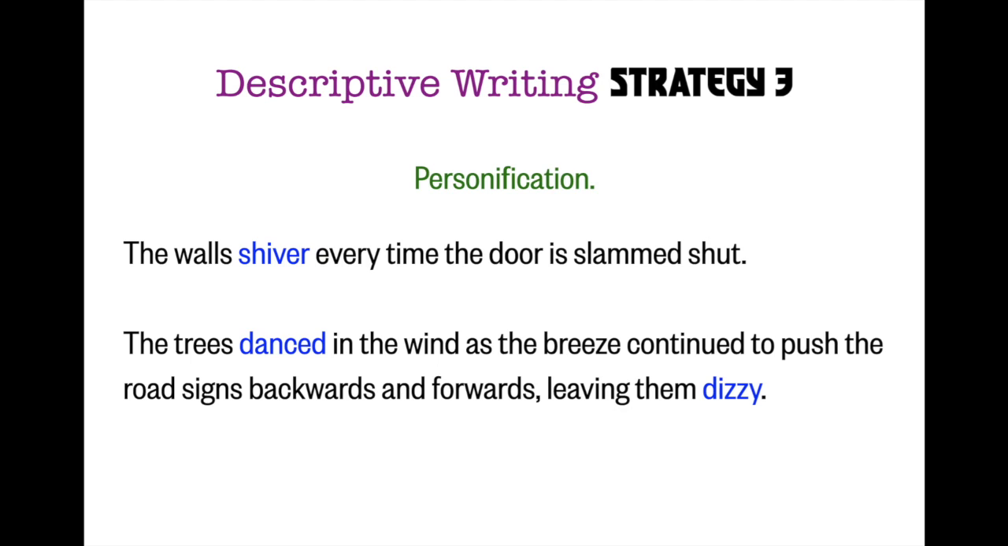First of all, do trees dance? No, human beings dance. But in the wind, when the wind is blowing, it may look as though the trees are dancing. That's called personification. And the second example of personification says that when the road signs are moving backwards and forwards, they're left dizzy. Now, obviously, a road sign can't be dizzy, but a human being can. And therefore, in order to make our description very what? Very rich, we're going to use these human characteristics to describe inanimate objects.